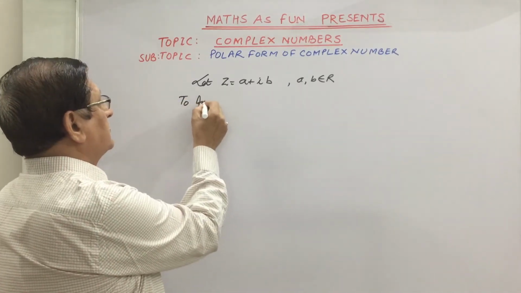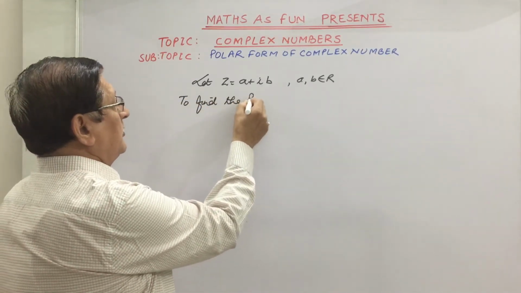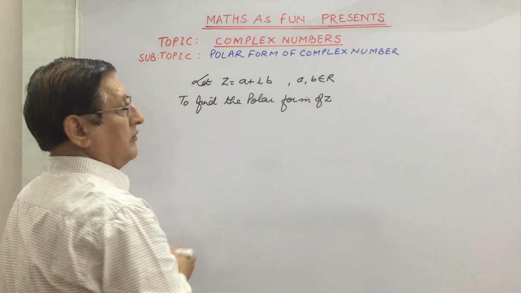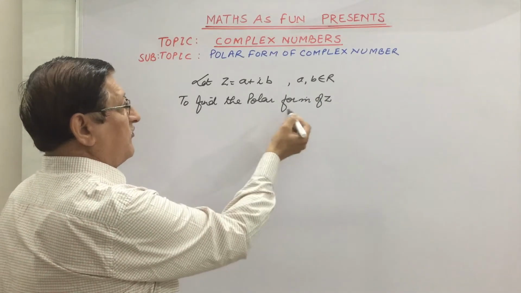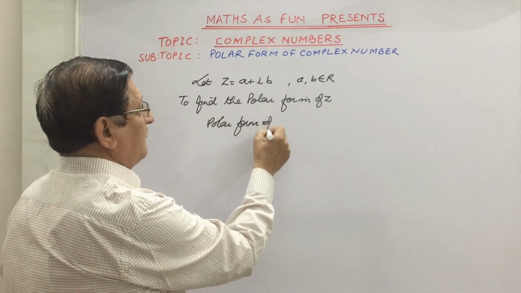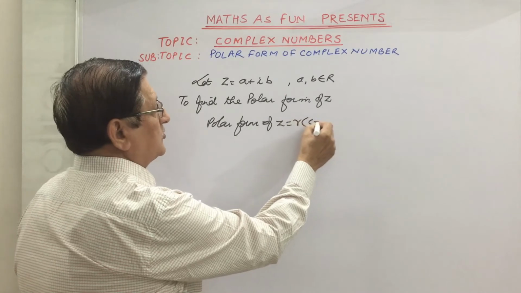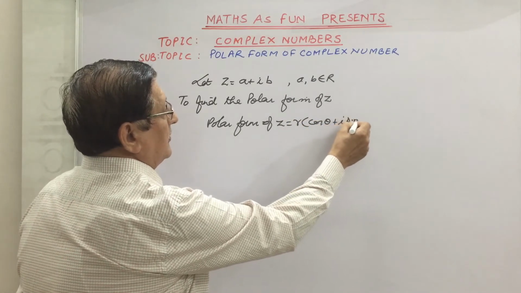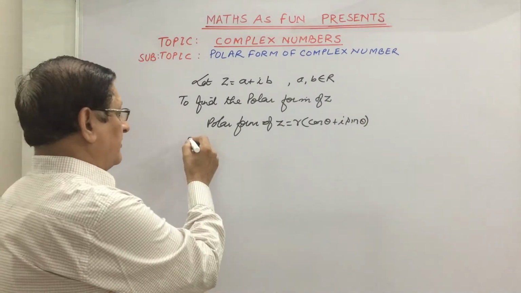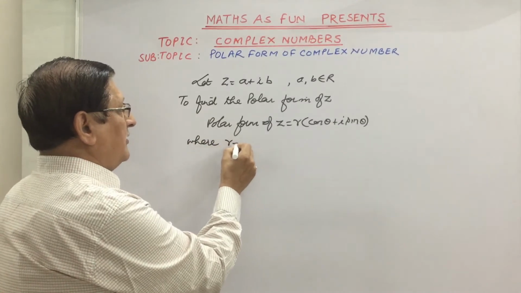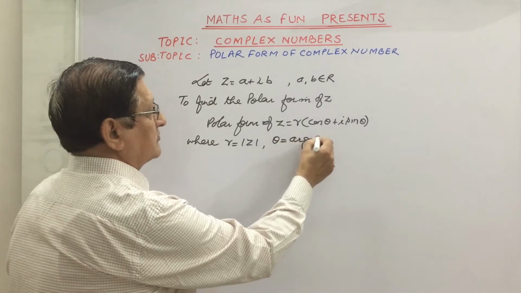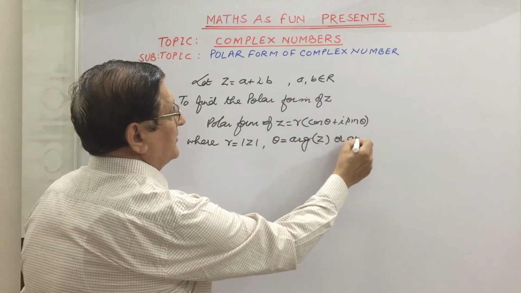To find the polar form of z, we know that the polar form of z is r into cos theta plus iota sin theta. This we have learnt in the previous video, where r is equal to modulus of z and theta is the argument of z, or we write it as amplitude of z.